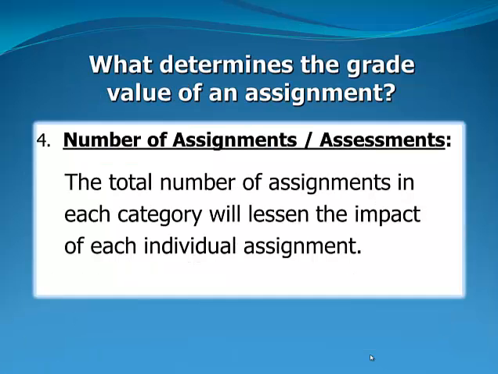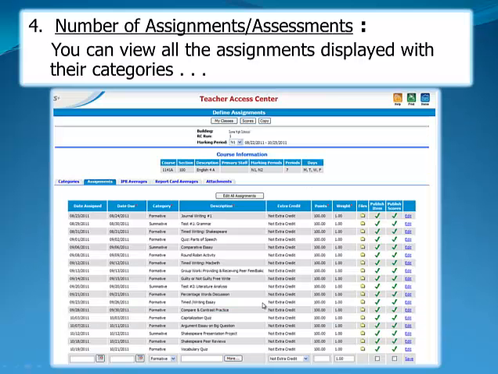The final factor that can impact the value of a grade is the number of assignments or assessments that you have. The total number will lessen the impact of each one. So in this case, you can see in this grade book, I have quite a lot of formative and summative grades. So this is a good amount of assignments to have. So no one assignment counts overly much in the grade book against a student if he happens to not do very well on that particular assignment. You want to have as many assignments as possible so that you can truly have a quality measurement of what the student has learned.